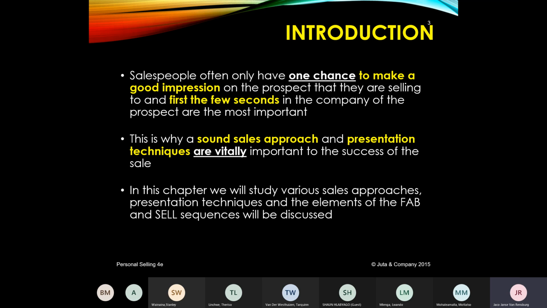Right. We'll be looking in this chapter specifically at approaches and different techniques for presentation. I think there's 8 of them that we're going to be looking at.